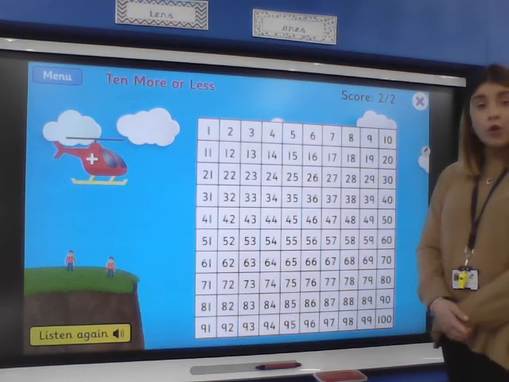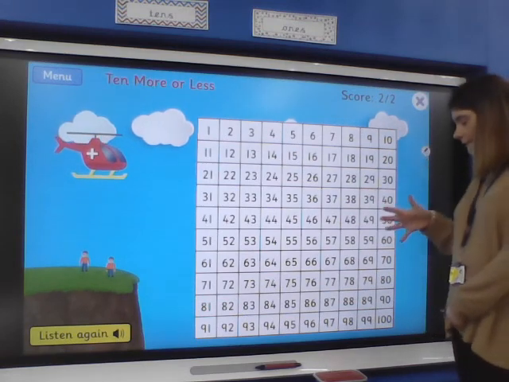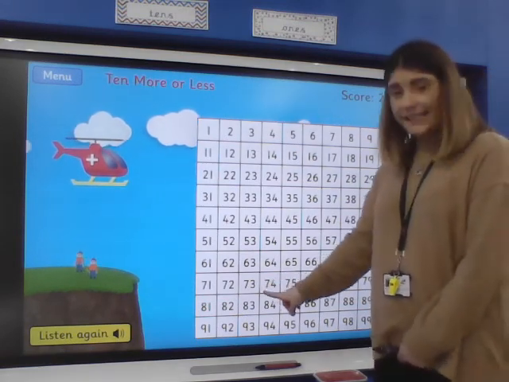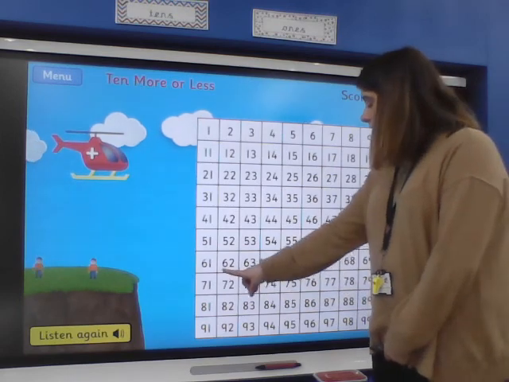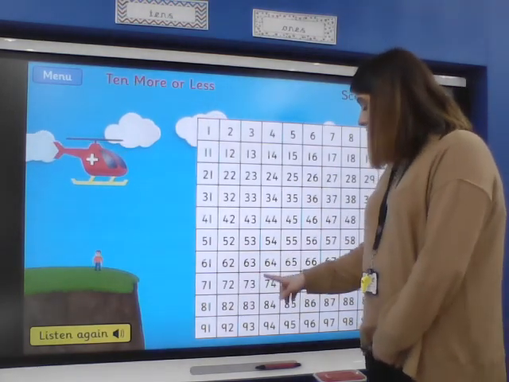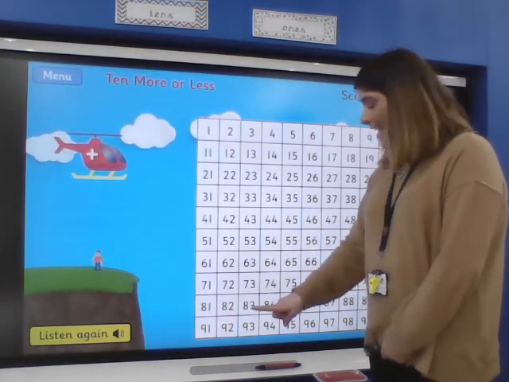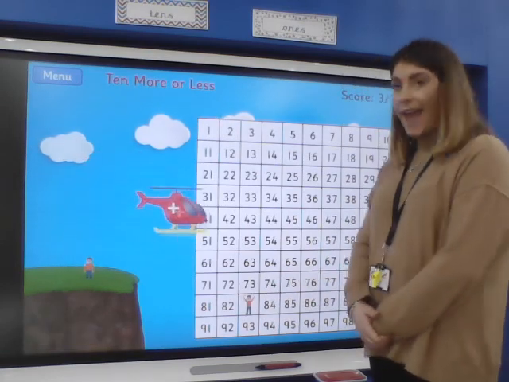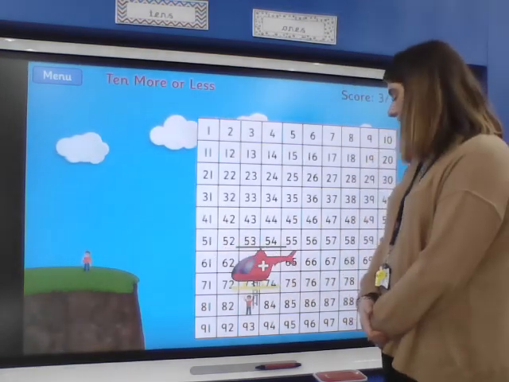So 10 more than 73. So count on 10 from 73. So let's find 73 on my 100 square. 70s row, 3 column, 73, 83. Did you get 83? 10 more is 83.